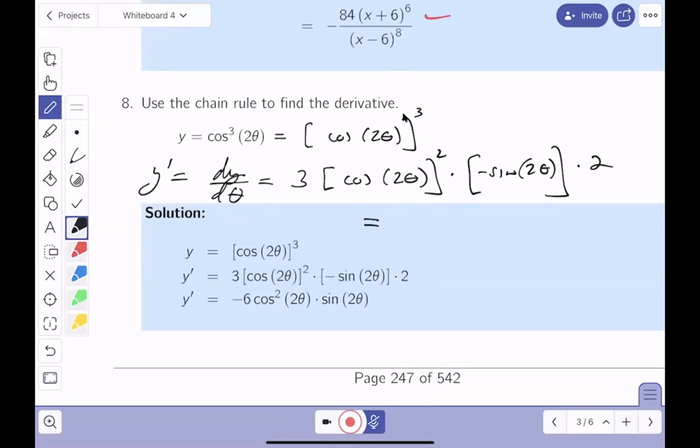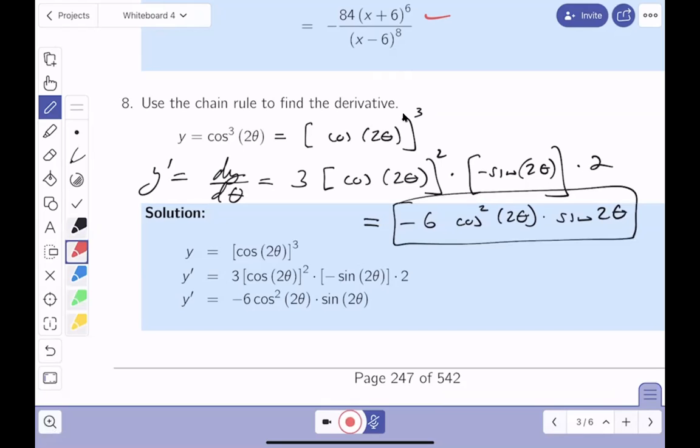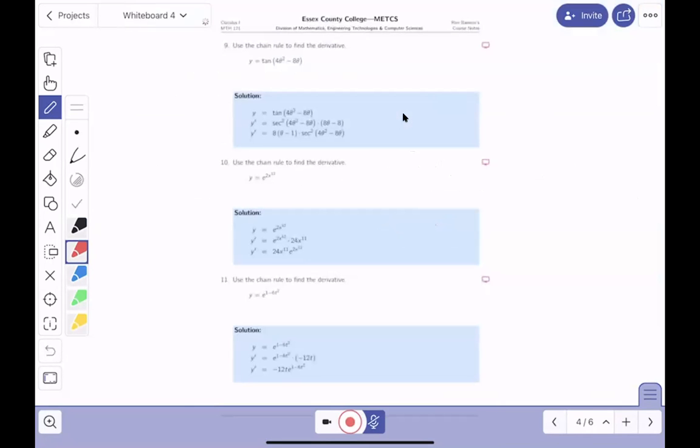Let's write this a little differently. I kind of commuting things around, and 2 and a 3 goes together. I got a minus there. So minus 6 cosine squared 2 theta times sine 2 theta. I'll put a box in that. Let's look at the answer key, see if we have that. And I'm looking at it, I'll look at it carefully. Yeah, we did good. Let's go to number 9.